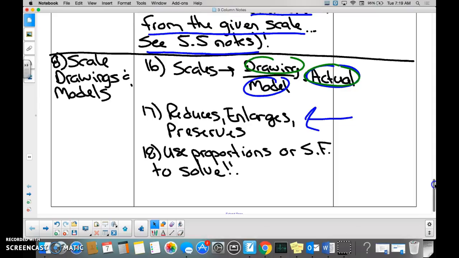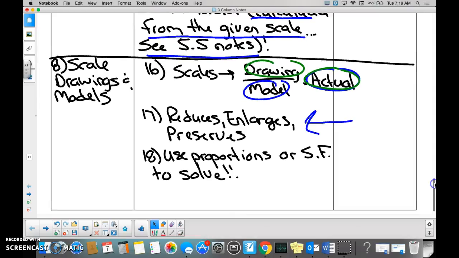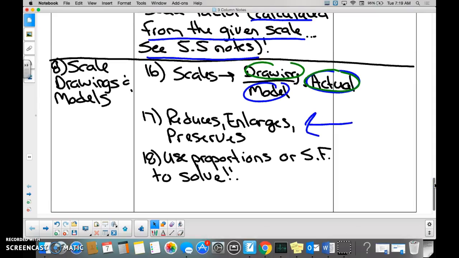You must be able to use proportions or scale factor to solve. You must be able to solve using either proportions or scale factor when dealing with scale drawings and scale models, and going between the drawing and the actual, the model and the actual, or vice versa.